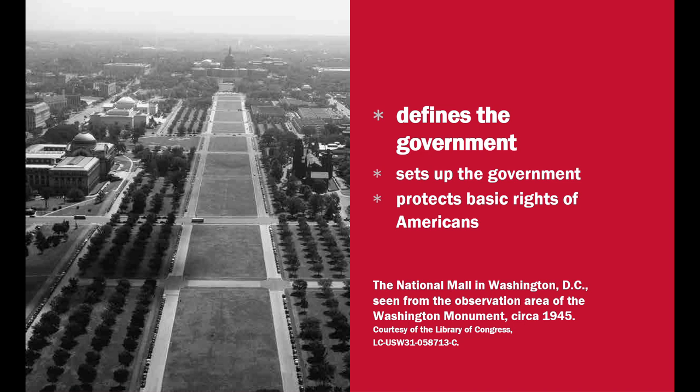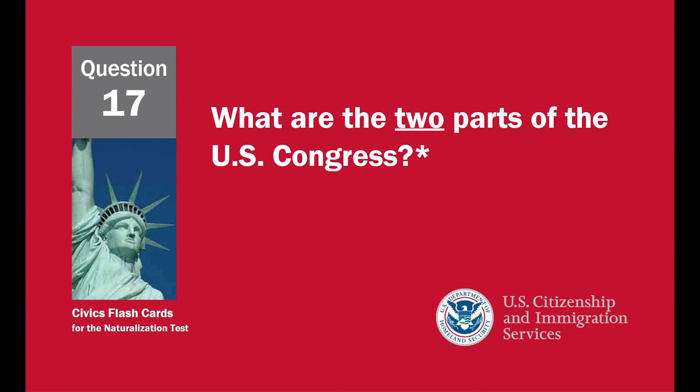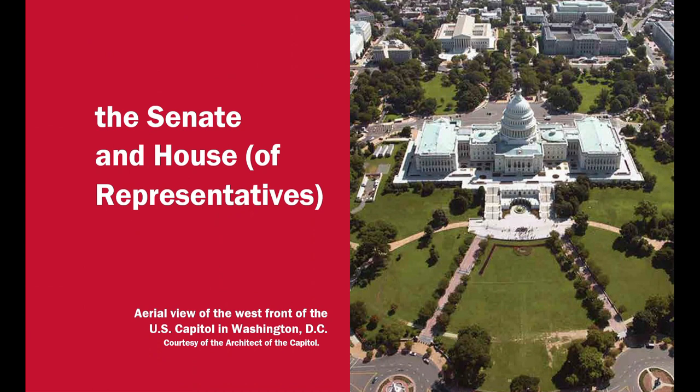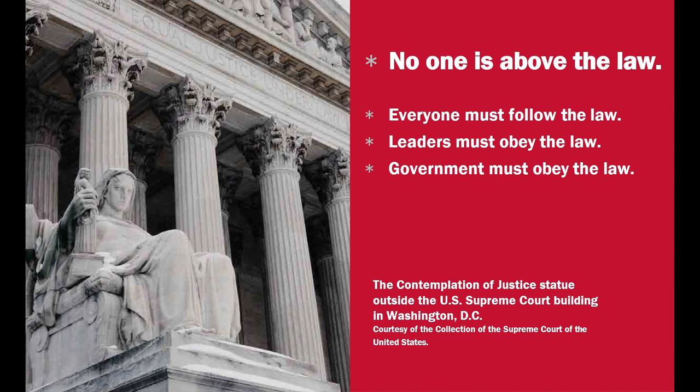What is the political party of the president now? Democratic Party. What are the two parts of the US Congress? The Senate and House of Representatives. What is the rule of law? No one is above the law.